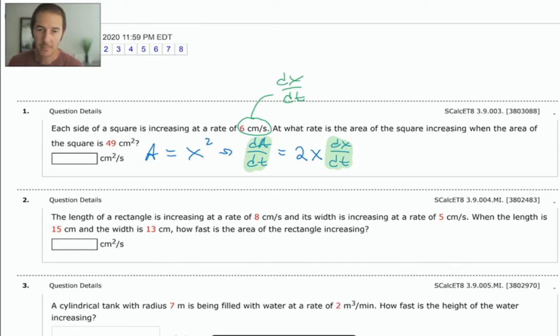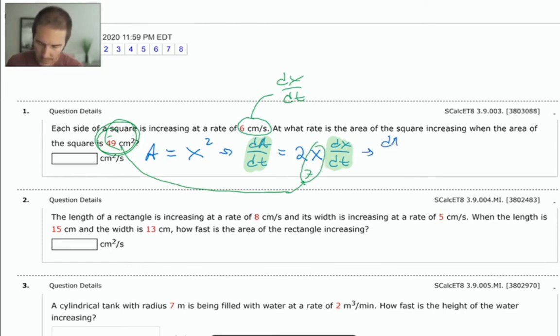The other blank that I'm going to need to fill in is that x value. When the area of the square is 49 square centimeters, what's the side length of the square? When the area of the square is 49, it is 7. So this value over here, the 49, ends up translating to a 7, which is going in for this x value. All right, so let's plug these things in.